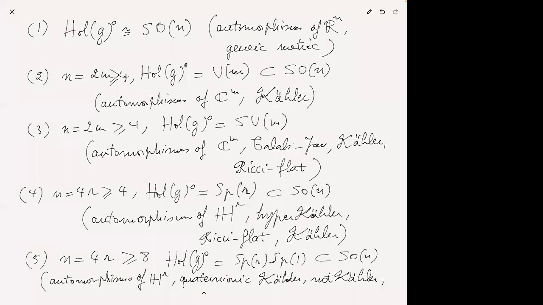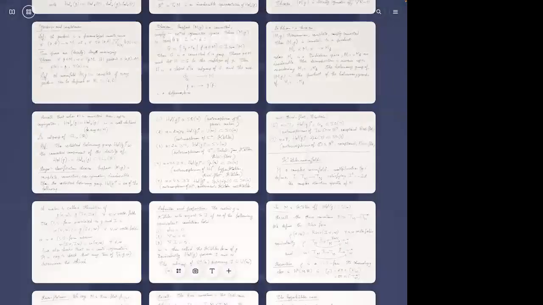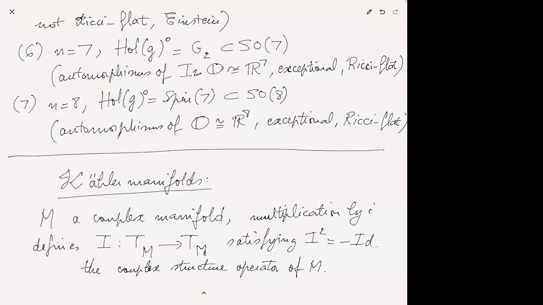But actually, no, I can't be in case 2 either because case 2 is not Ricci flat. So I cannot be in 1 or 2, because 1 is not Kähler and 2 is not Ricci flat. So I'm assuming I'm Ricci flat. I can be in 3 because in 3, I am Kähler and Ricci flat. In 4, I'm also Kähler and Ricci flat. In 5, I'm not Kähler, right? And in 6 and 7, I'm not Kähler either, right?